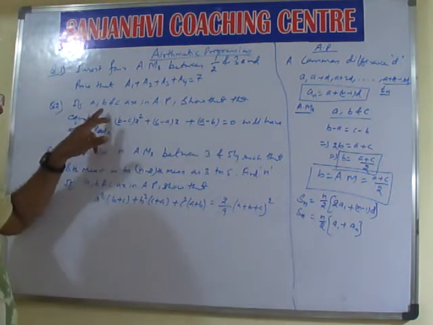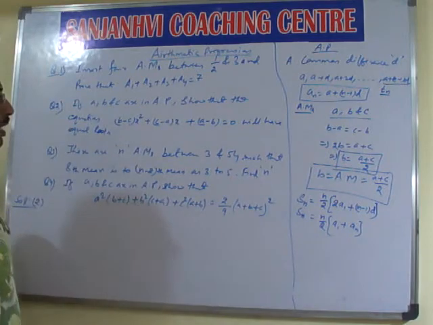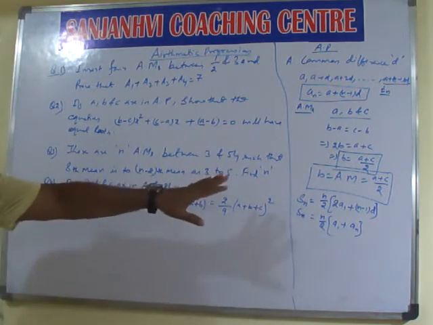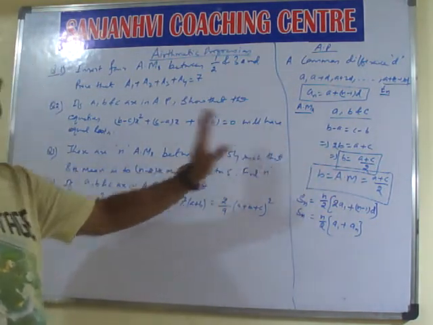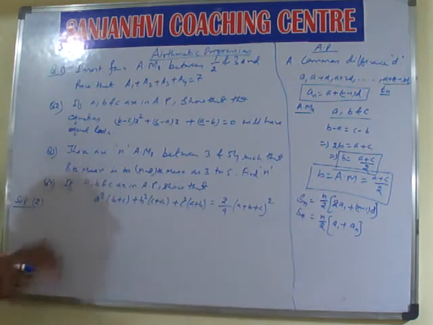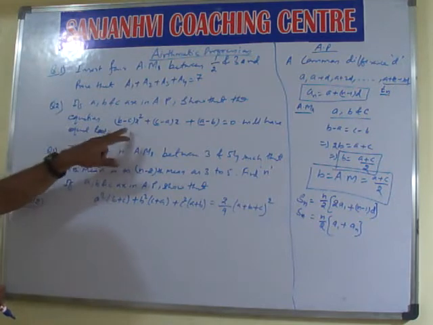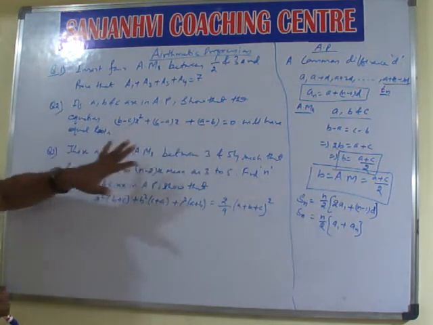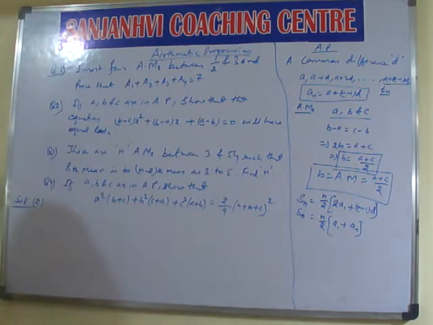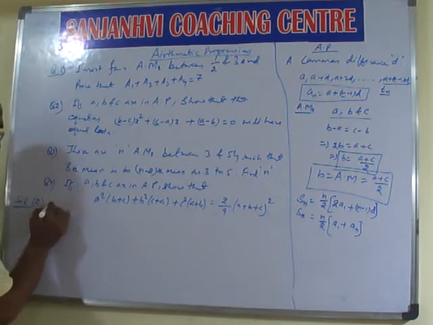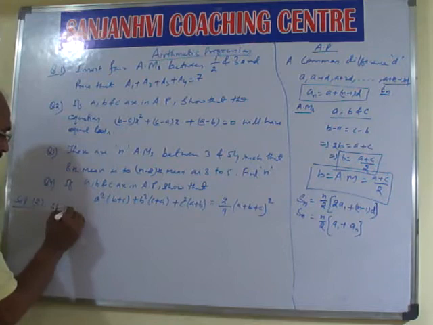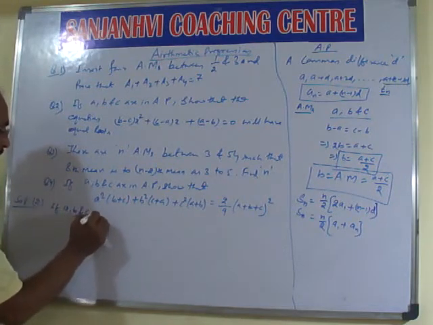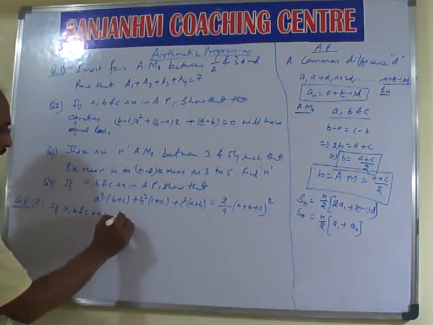Let us see question number 2. It is given that if A, B and C are in AP, as I told you, this type of question will be given to you more frequently, you will encounter this type of questions, that A, B and C are in AP, so that such and such equation will have equal roots. Right? Okay.